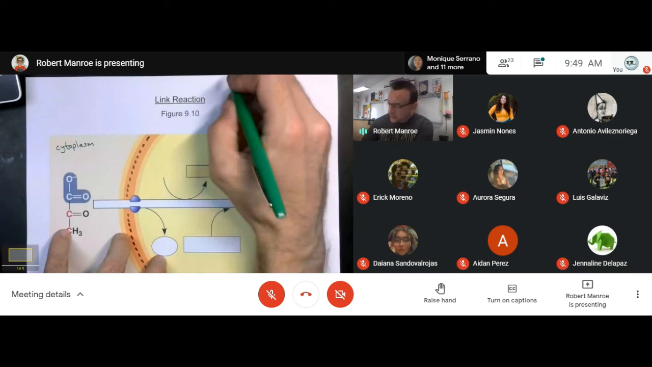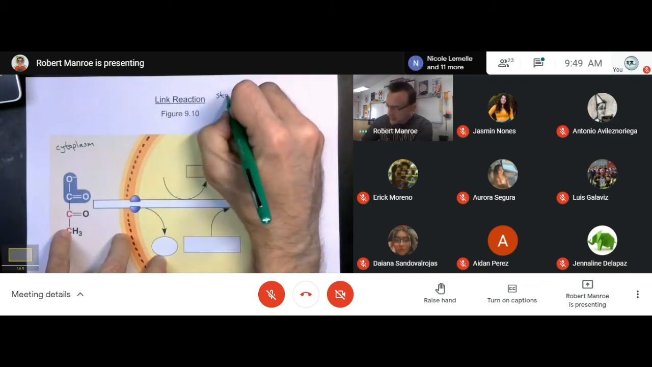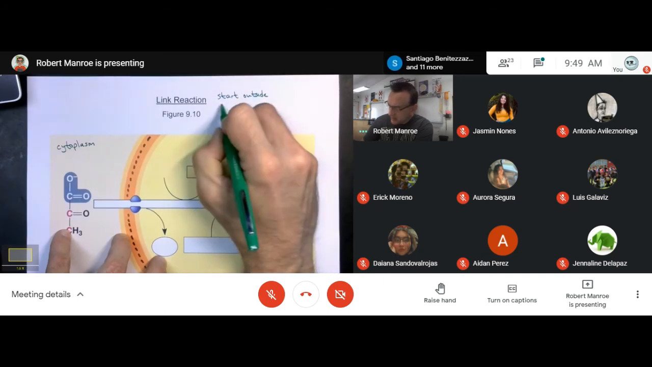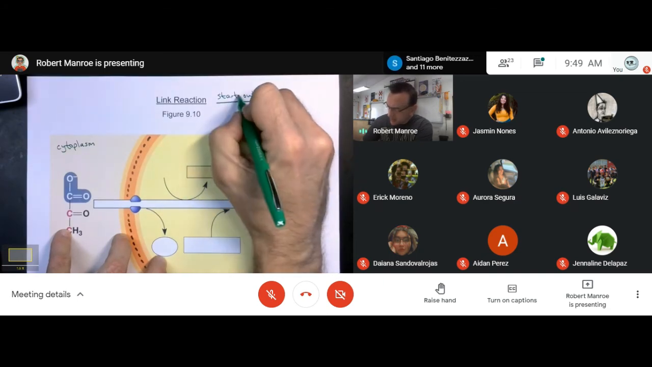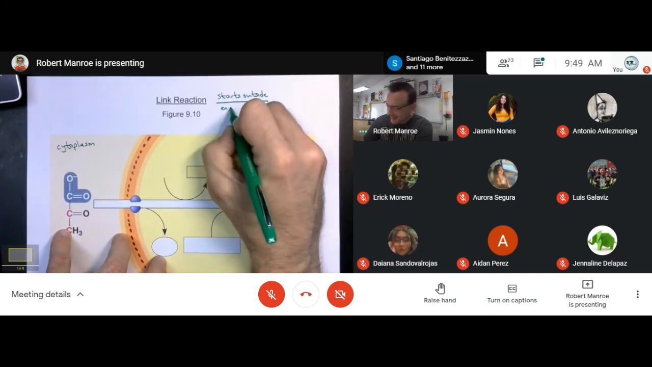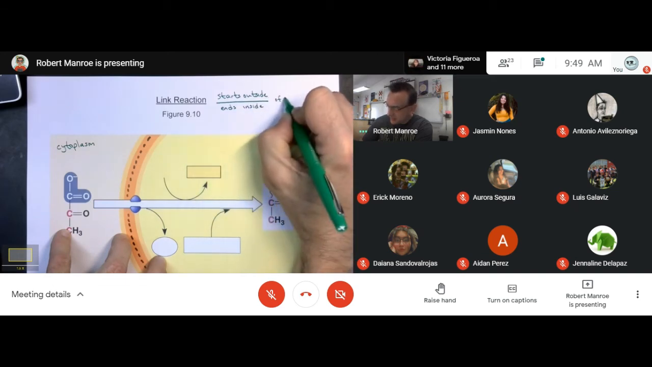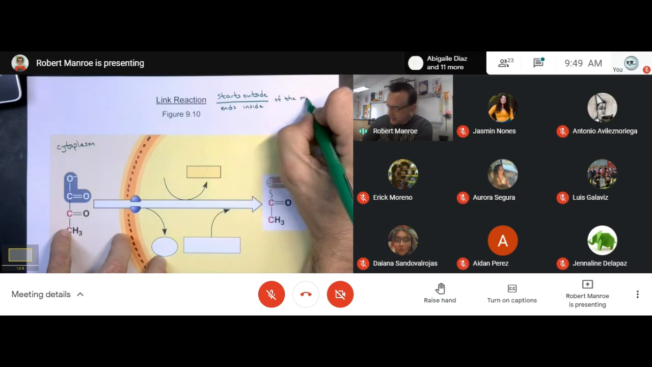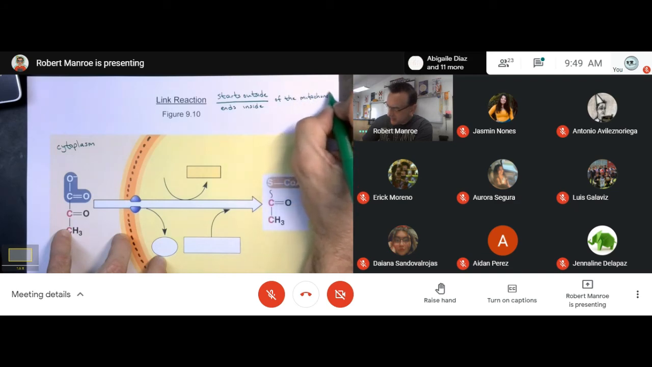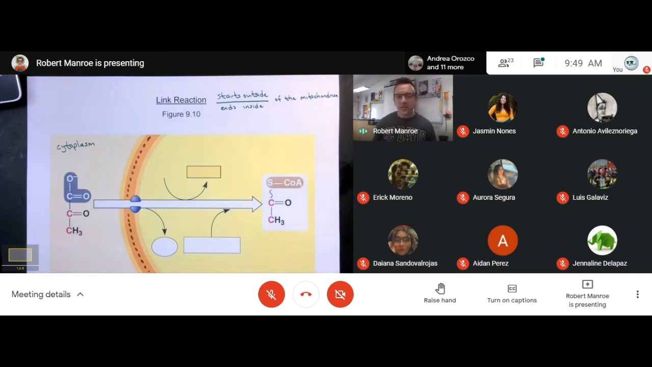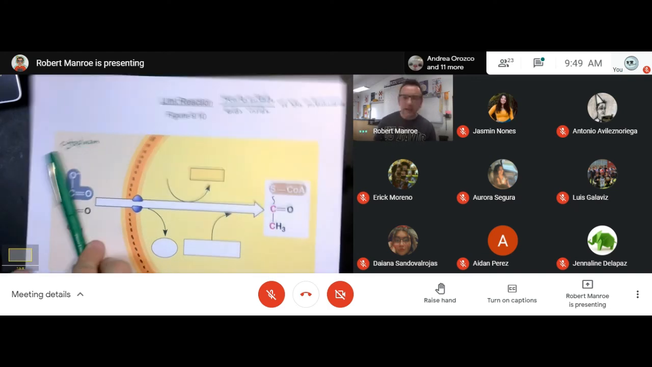The link reaction starts outside of the mitochondrion and ends inside of the mitochondrion. Starts on the outside, ends on the inside.